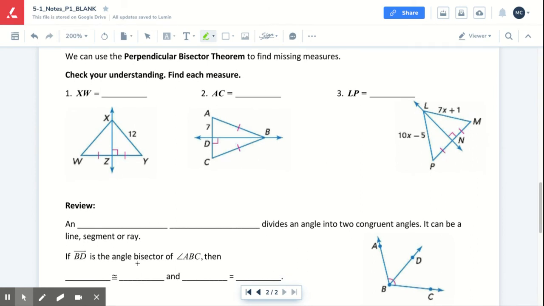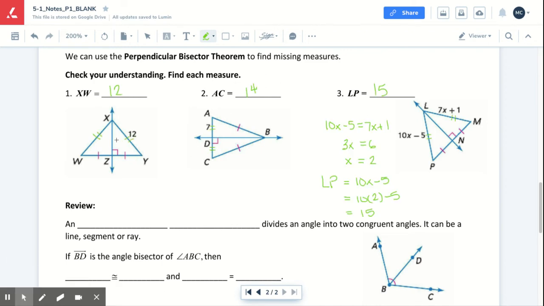Okay, so we can use the perpendicular bisector theorem to find these missing measurements here. So we're going to find each measure, and this is a place where you need to pause the video and try these 3 problems, and then come back and see how you did.